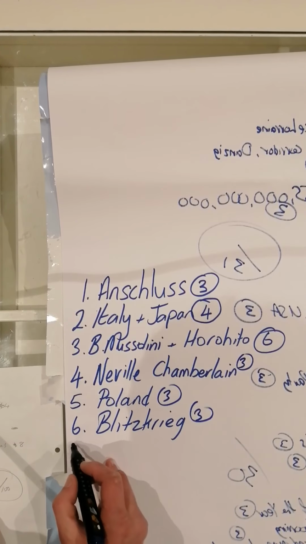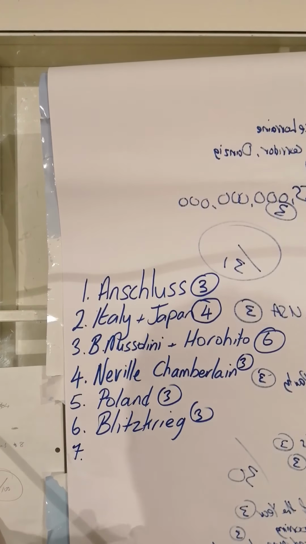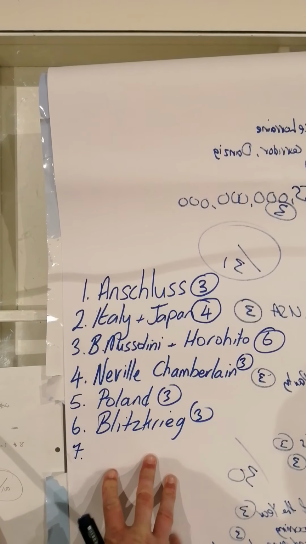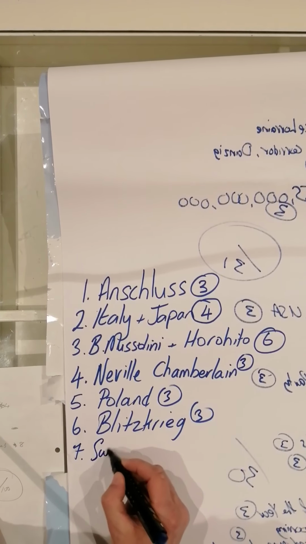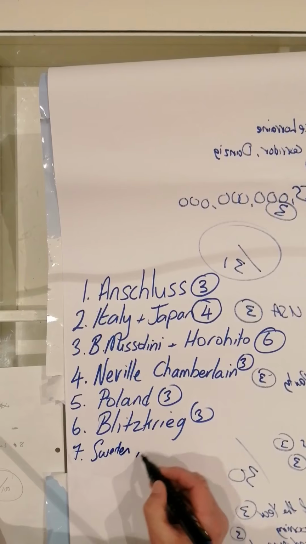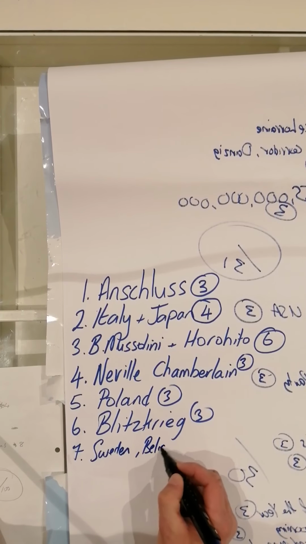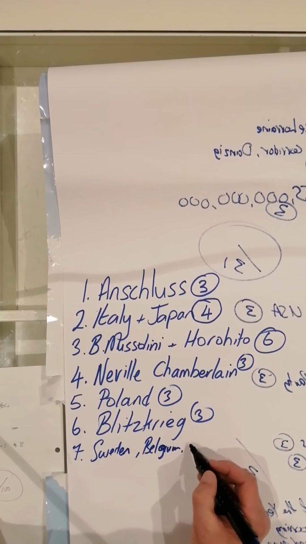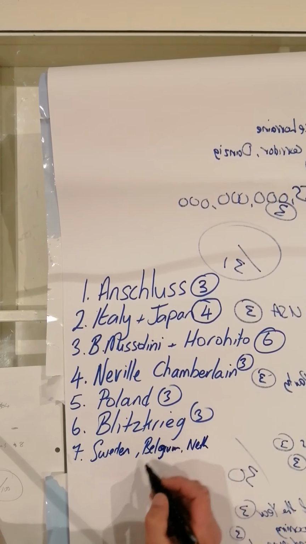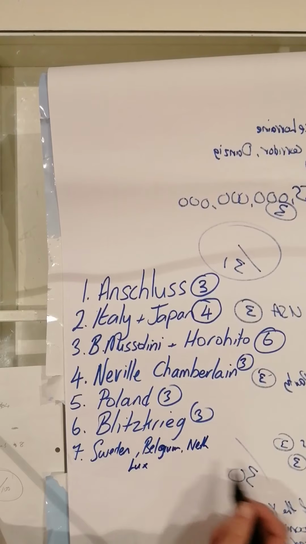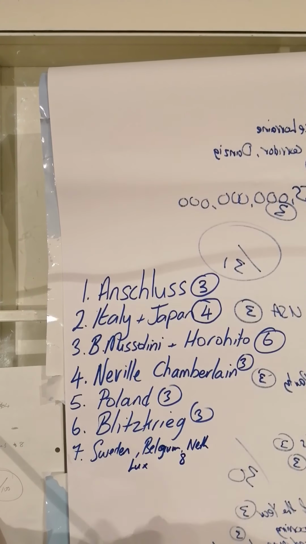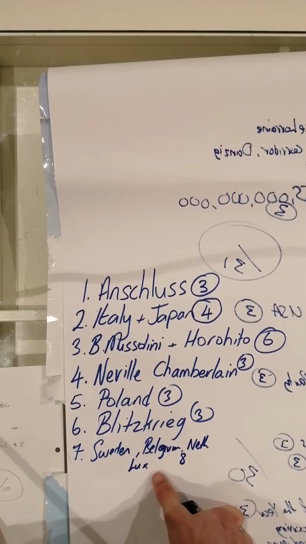Okay, question 7. These are all worth 2 points each. What other 4 countries were next invaded? So Sweden will get you 2. Belgium gets you 2. Netherlands gets you 2. And also Luxembourg gets you 2. That's a total of 8 points. And then they went into north of France.